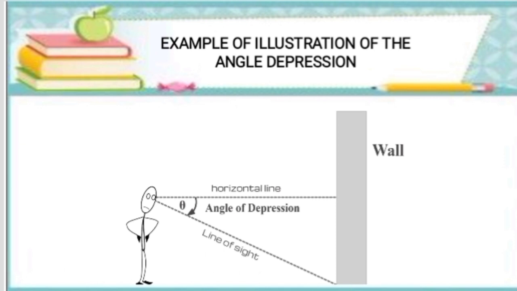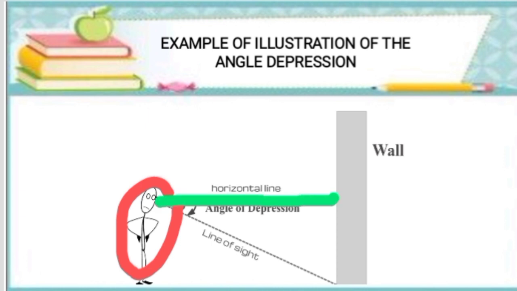So as what we have seen, this is our observer. Then this is our horizontal line and the line of sight. So our angle of depression is here.